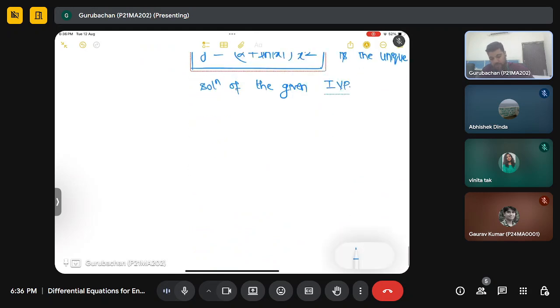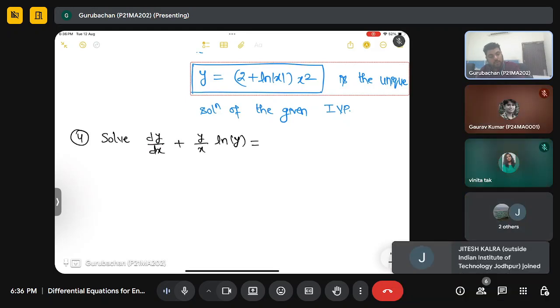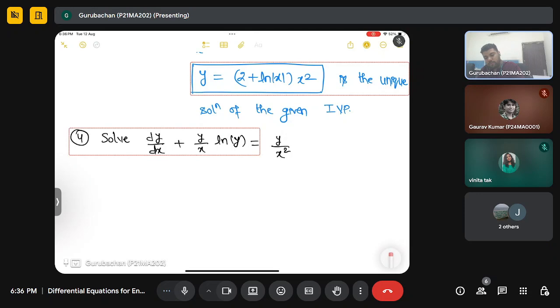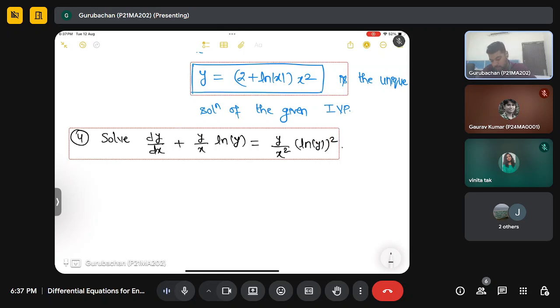So the next one is question number 4. Solve x ln y dy by dx equal to y square, ln y square. So we have been given this differential equation.